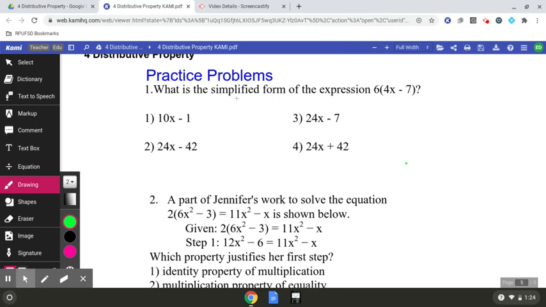Okay, so number 1, what is the simplified form of the expression? You are going to distribute. So you're going to take that 6 and multiply it into your parentheses. So 6 times 4 would be 24x, and 6 times a negative 7 would be a negative 42. And now you're going to look for that in your answer choices, which would be choice 2.